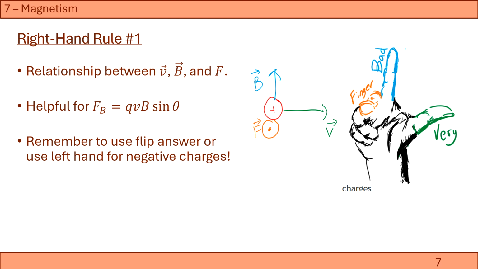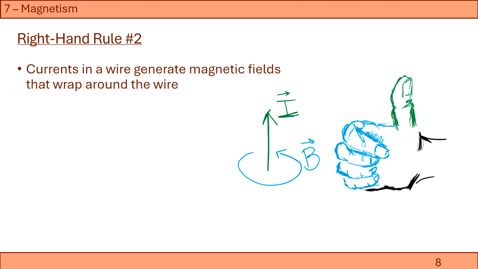This right-hand rule number two is about the magnetic field generated by a current. So these are two different things, right? There's no force involved in this right-hand rule number two. And in this one, well, current is kind of like positive charge velocity anyway. You can think of it either way.